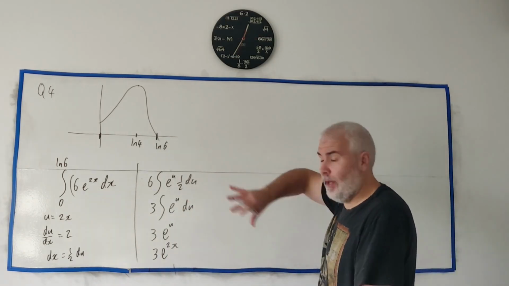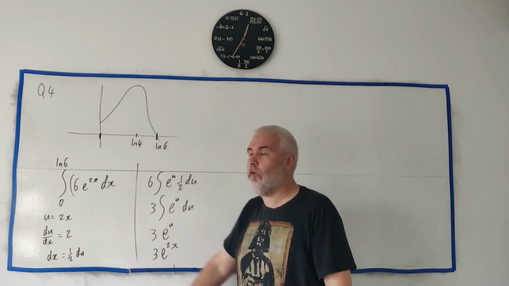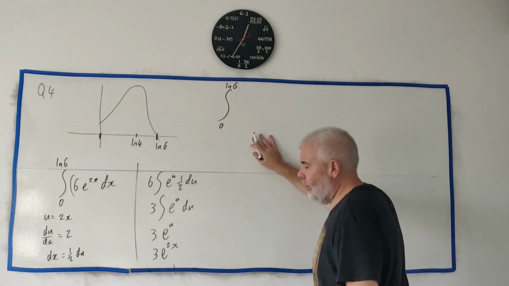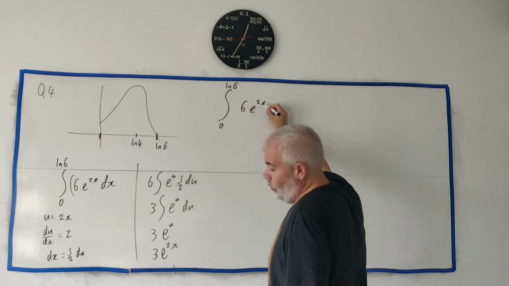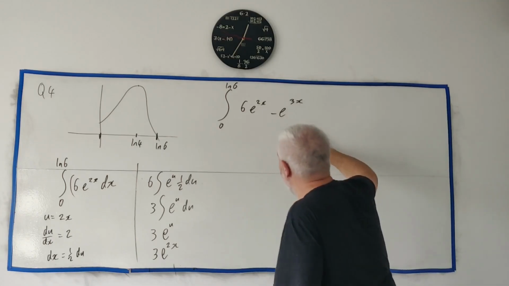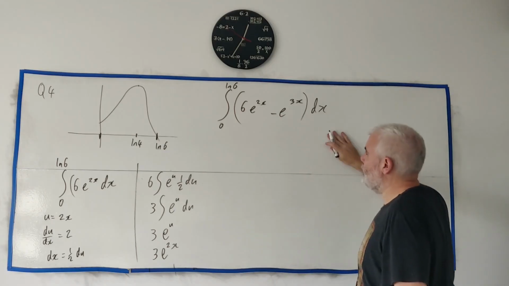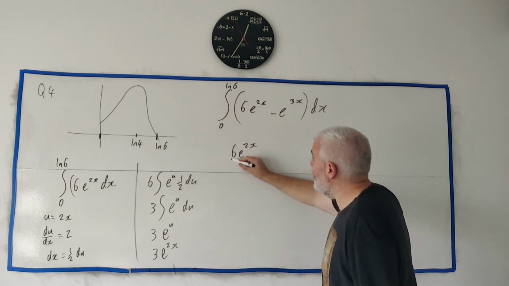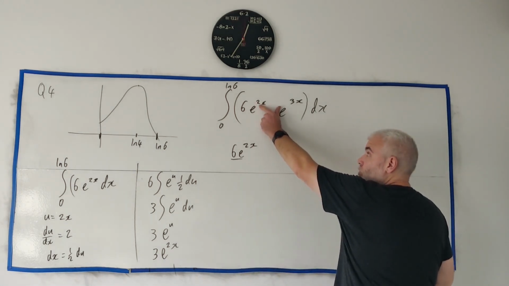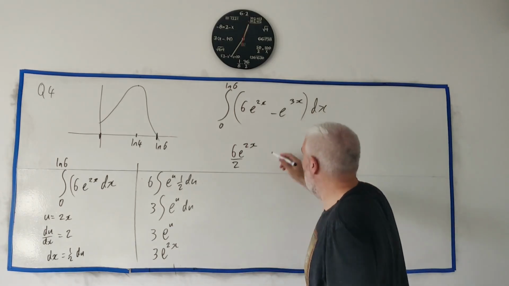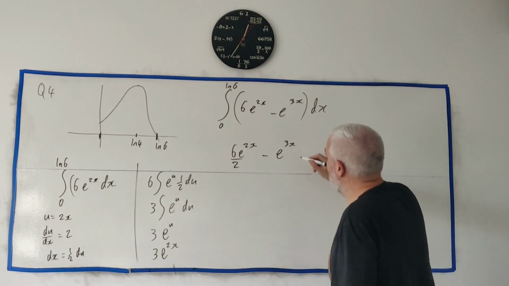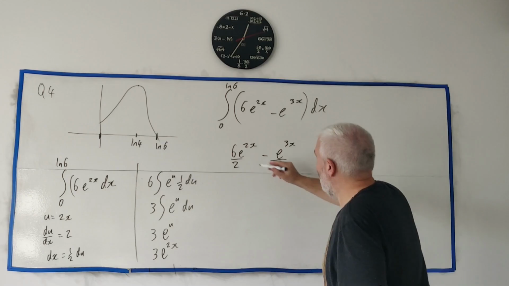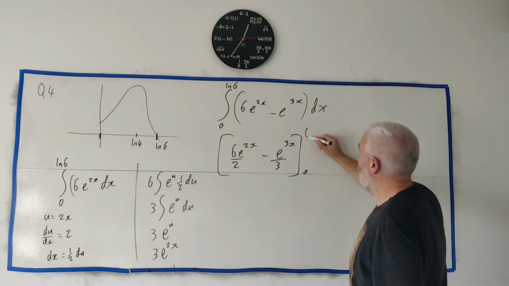Let me do the whole question again. This time I'll do it quickly in my head using what we learned here. So we were doing the integral between natural log 0 and natural log 6 of, let's say, 6e to the 2x minus e to the 3x with respect to x. So the integral of this is just 6e to the 2x divided by the derivative of whatever's up here. So the derivative of 2x is just 2. Minus e to the 3x divided by 3, because it's the derivative of 3x. And this is just evaluated between 0 and natural log 6.